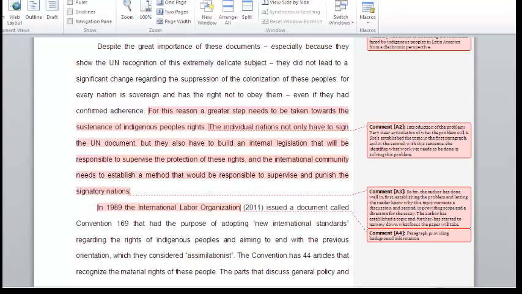So this next paragraph: In 1989, the International Labour Organization issued a document called Convention 169 that had the purpose of adopting new international standards regarding the rights of indigenous peoples. This sentence signals that this paragraph is probably going to have some more background information in it, because as a member of the general population, I may not know very much about this topic, and it's the writer's job to give me the background I need to understand, first, what the issue is, and two, why it is important to talk about this.